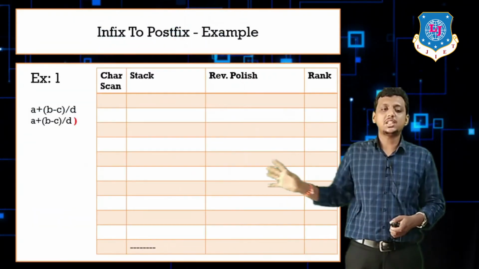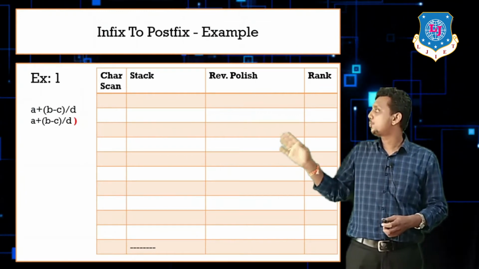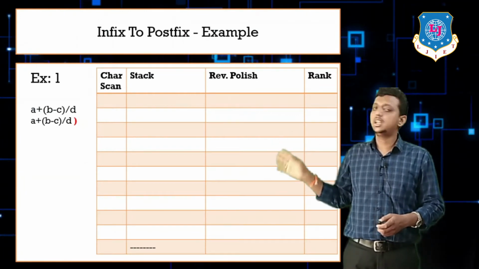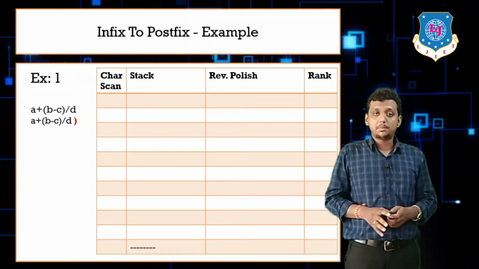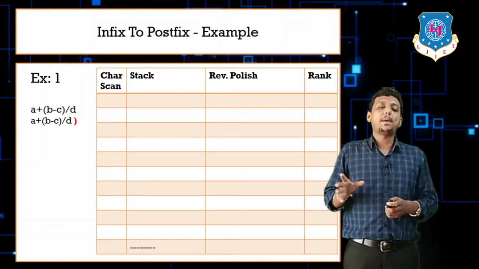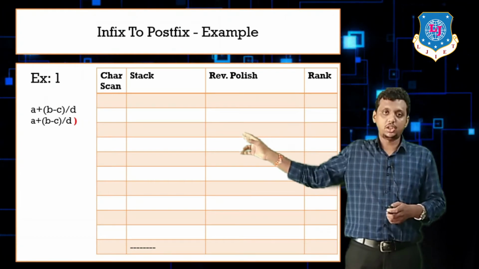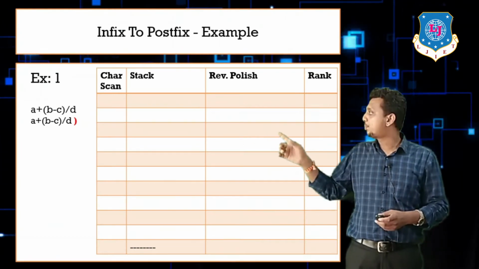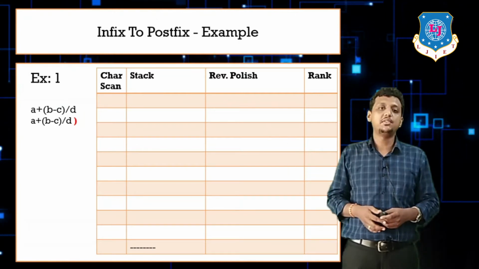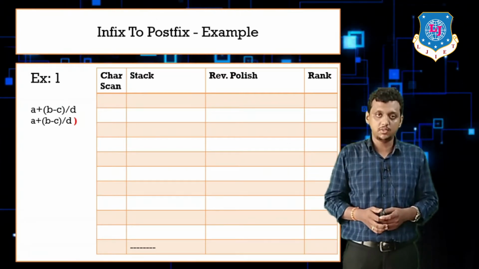Here our first example is a plus opening bracket b plus c closing bracket division d. So what is our first step? First, you just need to append the closing bracket to your infix string. I have appended it, highlighted in red: a plus opening bracket b minus c closing bracket division d, and again the closing bracket.